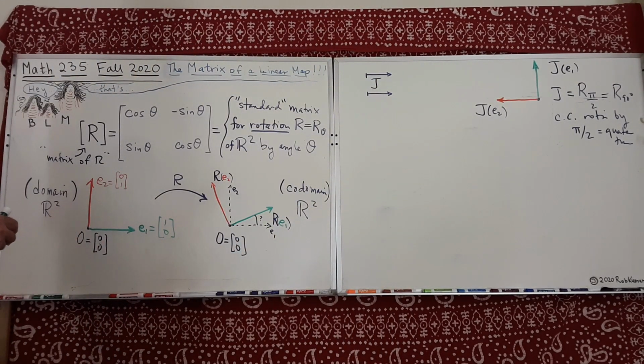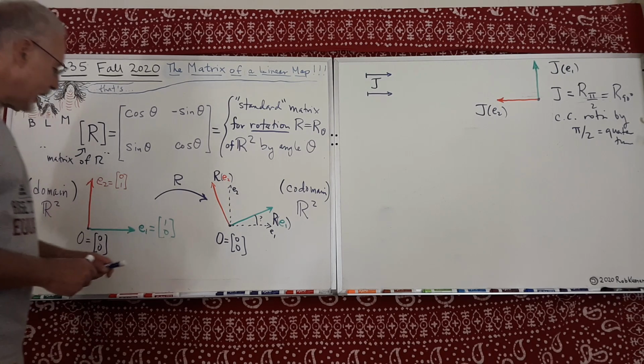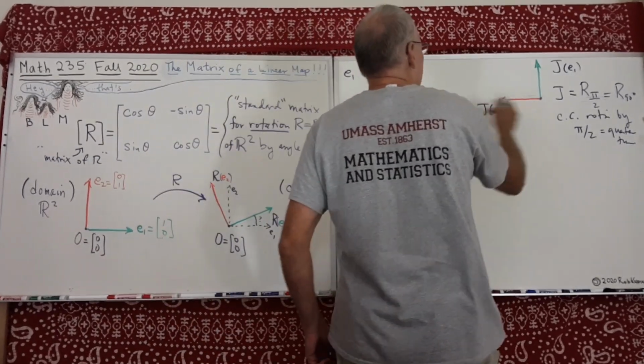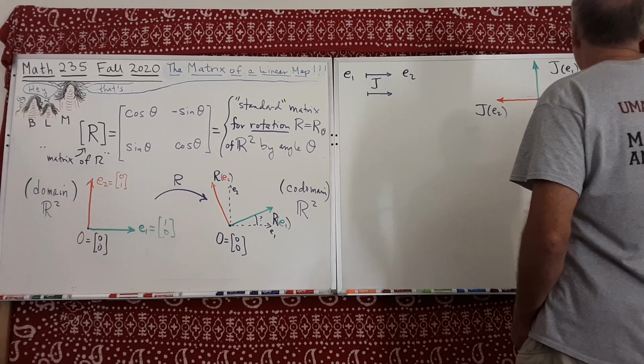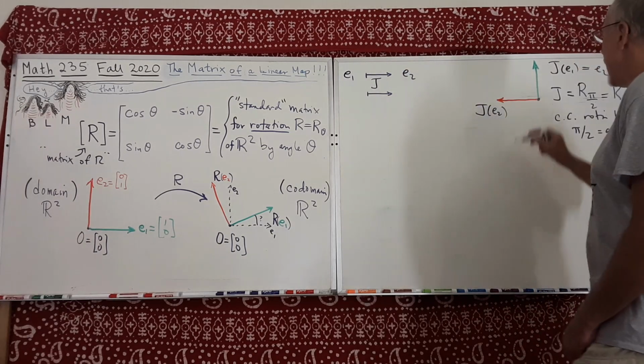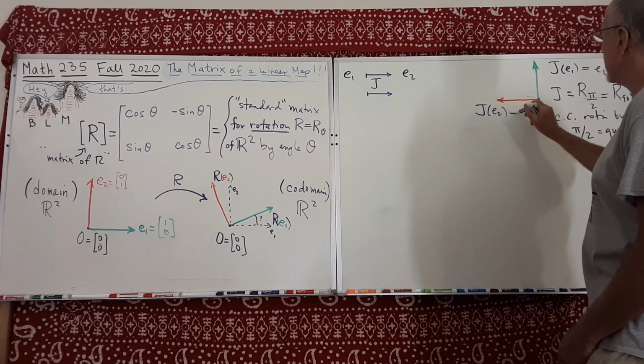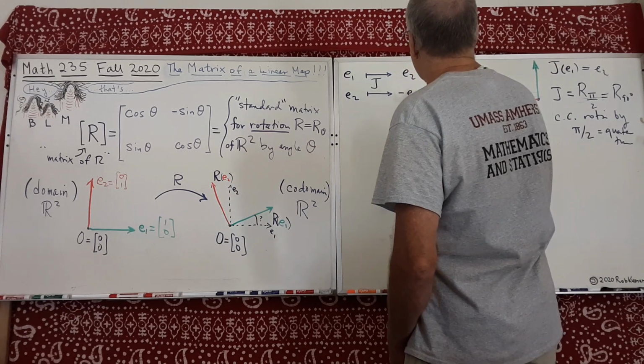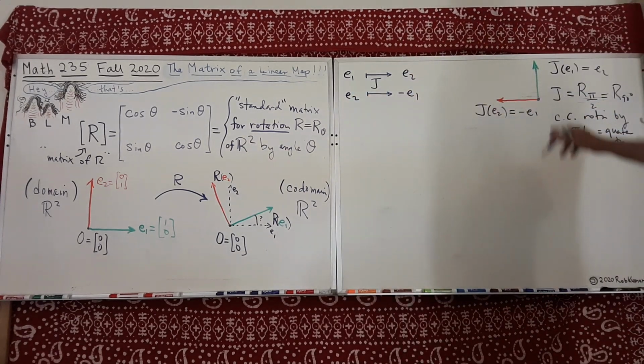And so what is the matrix? Well, you could figure out J by plugging in theta equals pi over 2, and I'll let you do that if you want to. Or you could simply look at where things go. So where does E1 go? E1 goes to E2, right? That's what I'm seeing here. J of E1 is E2. This is another way to write it. And J of E2 is where? J of E2 is minus E1. So E2 goes to minus E1. It's just another way of writing these statements here. It's kind of useful sometimes to do that.